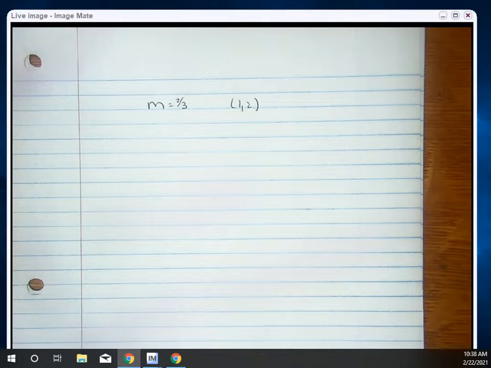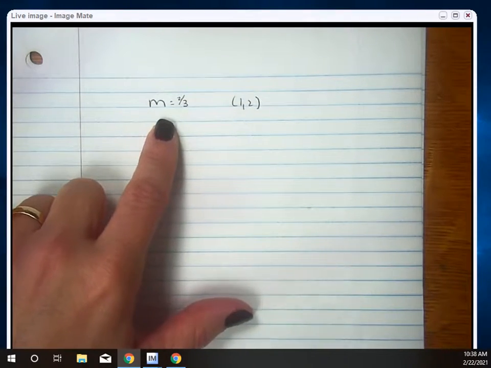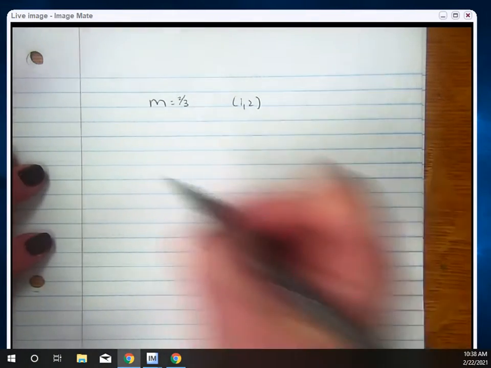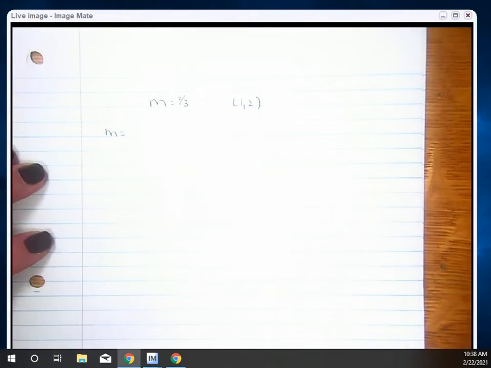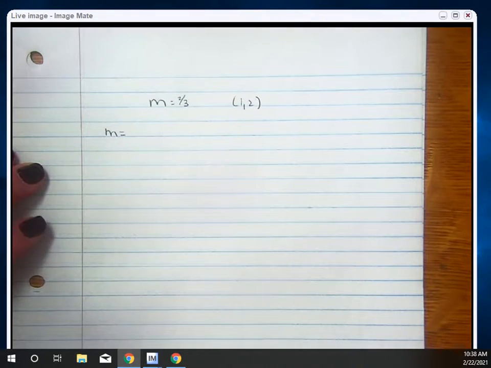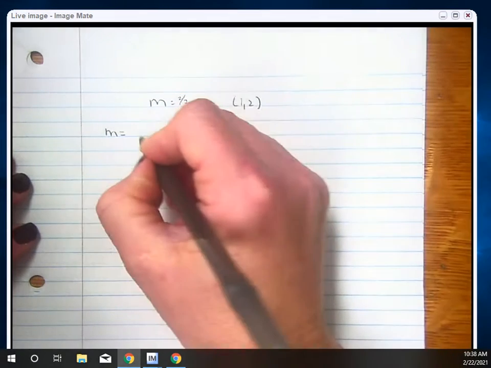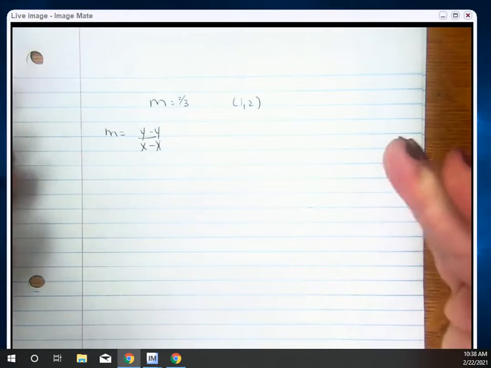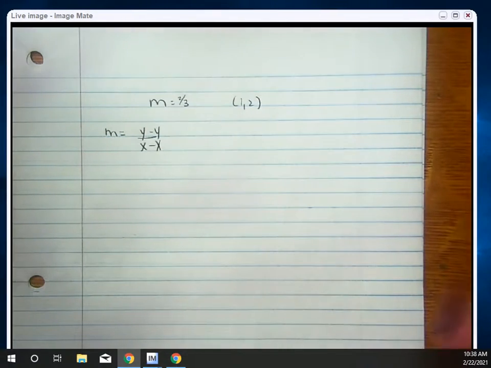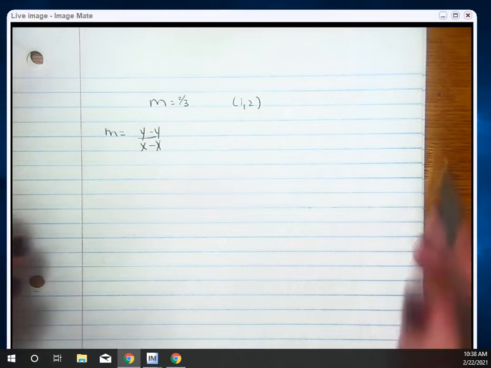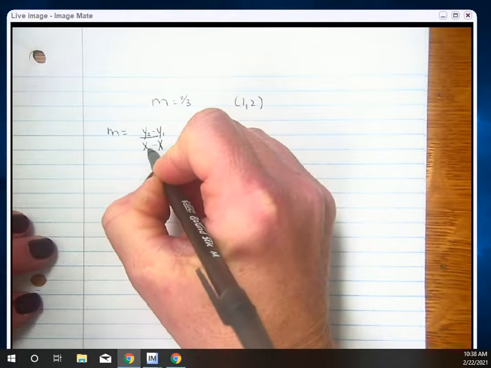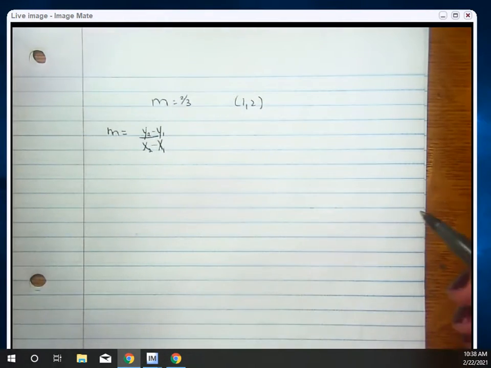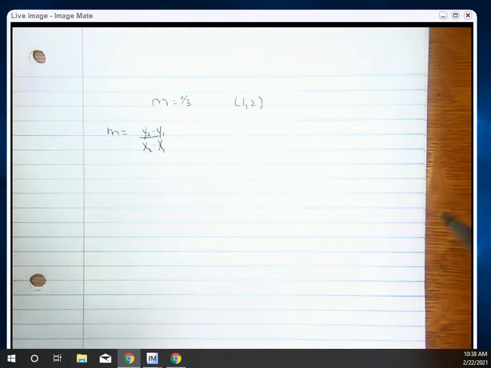Those two things will determine a unique line. Okay, so I asked you to have the slope formula memorized. M equals. What is it? You're saying it. Y minus y over x minus x. Does it matter where your subscripts go? No. The subscripts just tell you that there are two different points. There are two different x's. There are two different y values. Okay? So that doesn't matter.